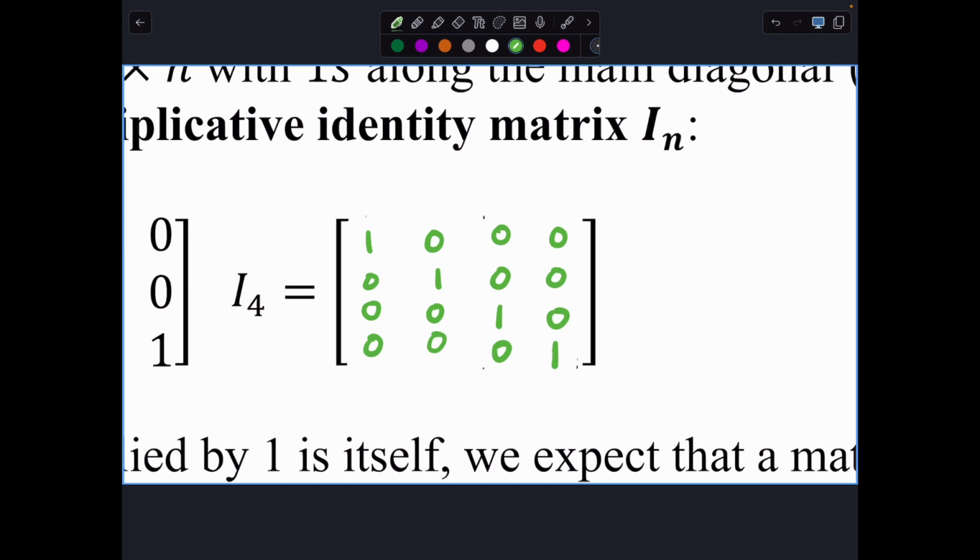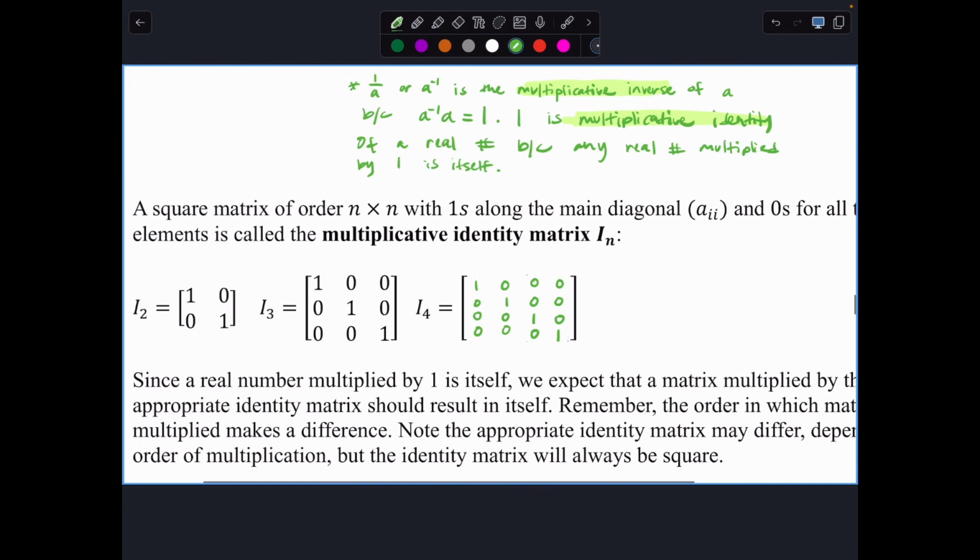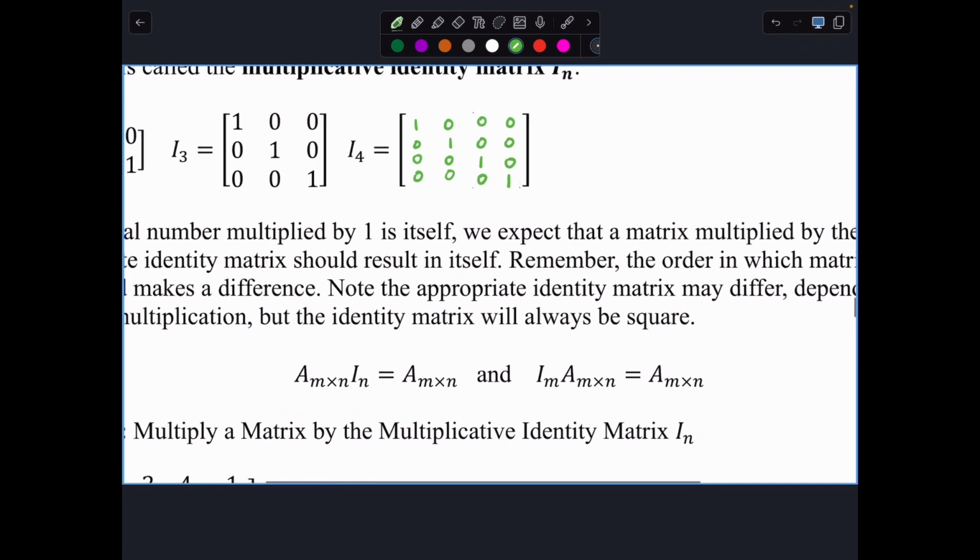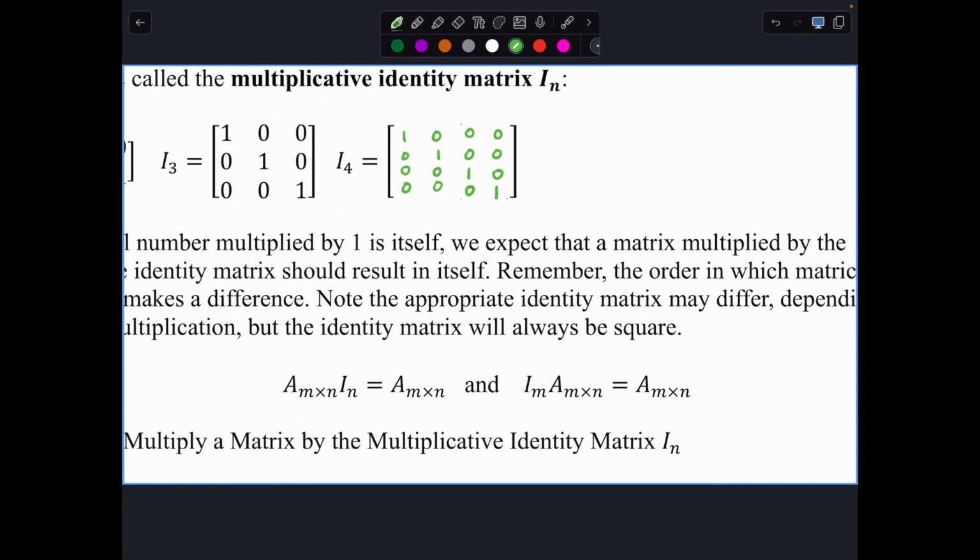Okay, and so on. What does this kind of look like? What's the identity matrix kind of look like that we've been using? Reduced row echelon form, right? So keep that in mind too. But the identity matrix for an m by n matrix means if you multiply that matrix by its identity matrix, you'll just get the actual matrix.